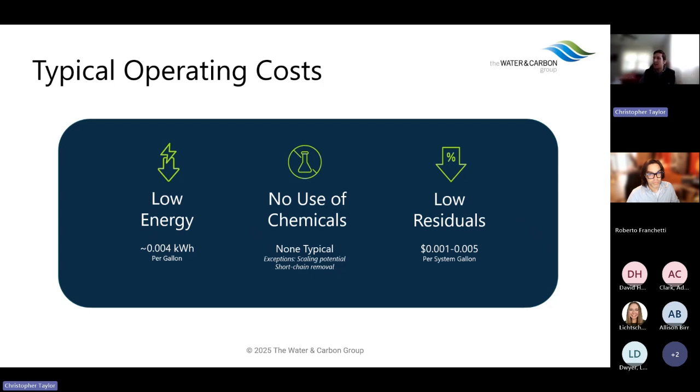So you don't really need to add any chemicals, whether for the harshness of leachate or for general chemistry. Maybe you have scaling potential, but that's a different story, right? You don't want to have scaling in your piping.